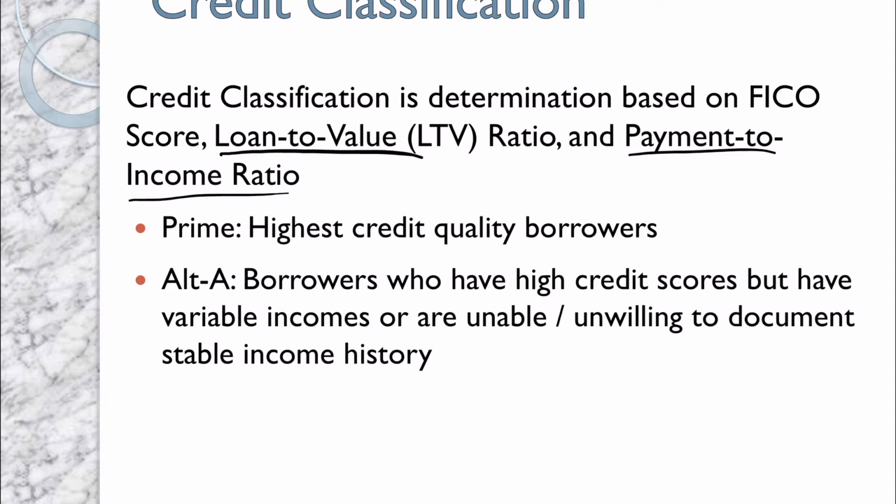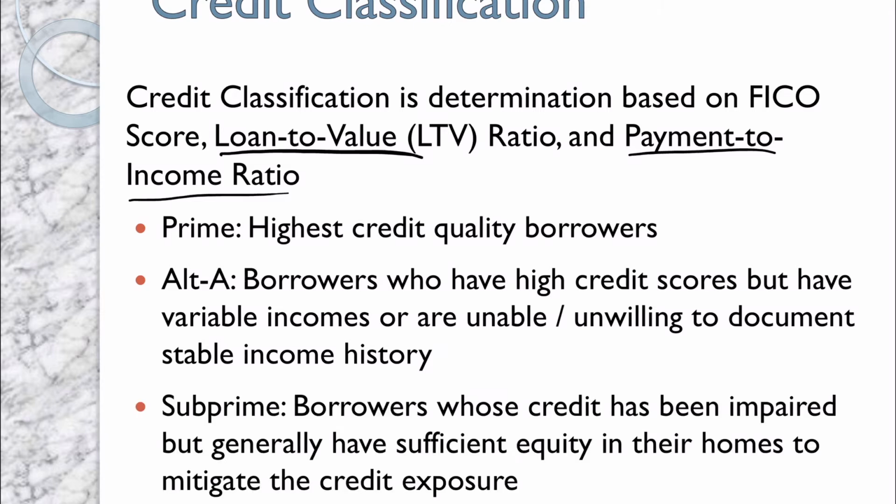And then you have the third category, which is the lowest of these three, which would be a subprime borrower. A subprime borrower is a borrower whose credit has been impaired, but generally has sufficient equity in their homes to mitigate the credit exposure. I don't particularly like this definition, so what I would use is the textbook definition, which states that subprime mortgages are mortgages to borrowers who have weakened credit histories. So it really summarizes into the fact that these borrowers are the individuals that have weakened credit or poor credit histories that have these mortgages.